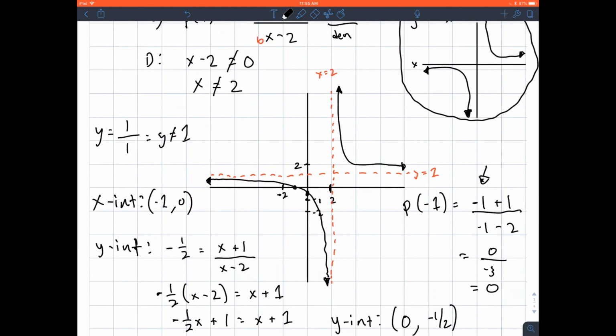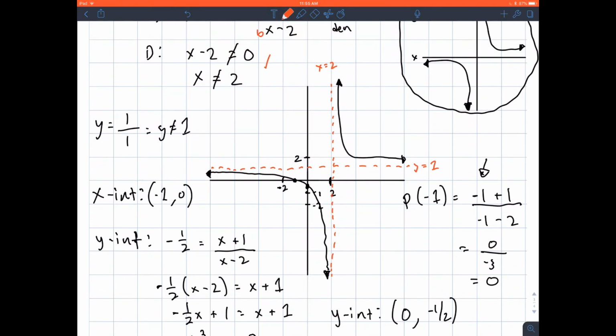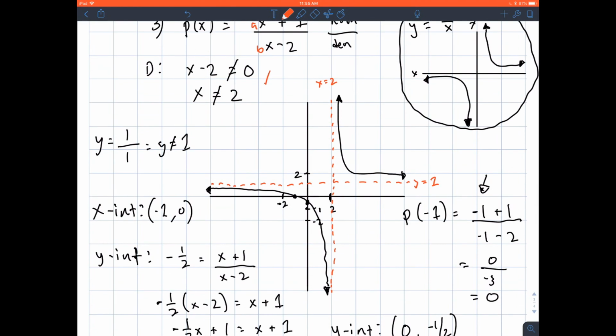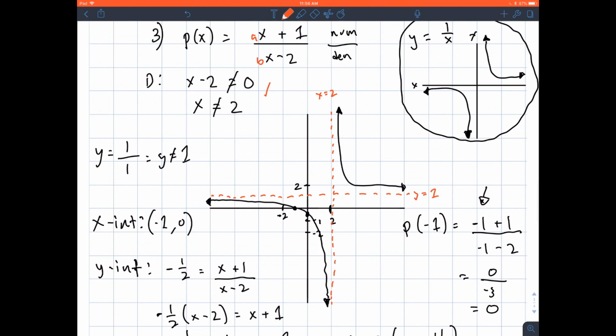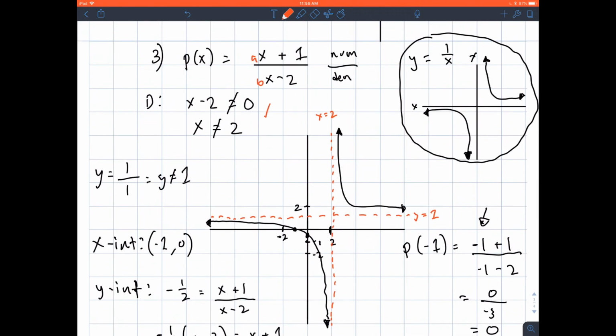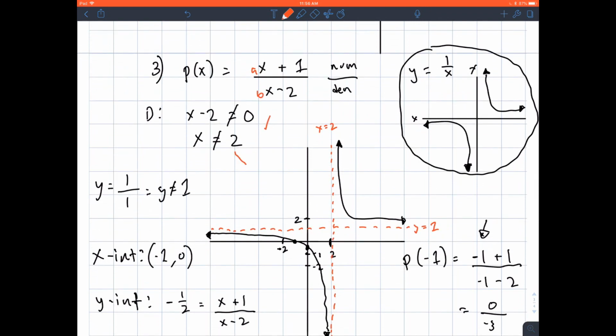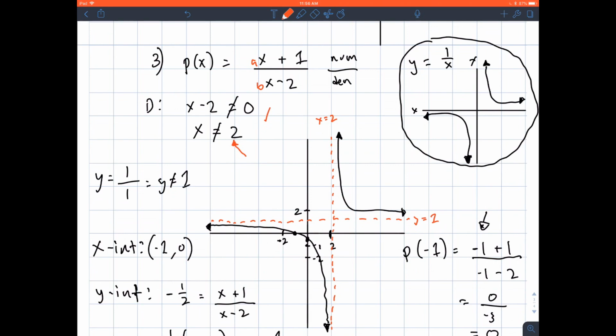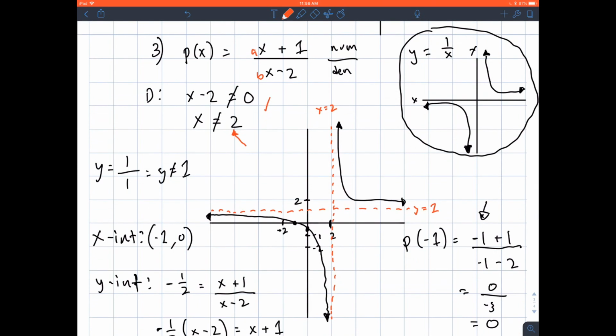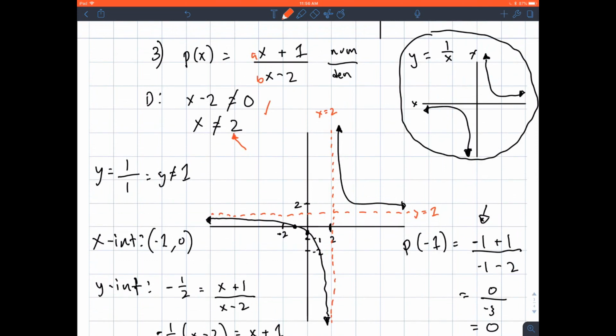All right, there we go. So we found the domain. Check. We found the y-intercept. We found the asymptotes. The vertical asymptote would be x cannot equal 2, right there. We found the horizontal asymptote per the rules. Remember, n over m. We discussed that, and we found that the horizontal asymptote is 1.